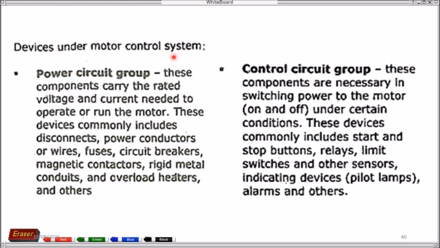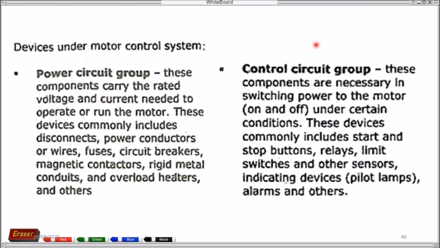So devices under the motor control system, we have two po. The power circuit group. So these components carry the rated voltage and current needed to operate or run the motor. So these devices commonly include disconnect, power conductors or wires, fuses, circuit breakers, magnetic contactors, rigid metal conduits, overload heaters, and others. So basically the power circuit group consists of the components that are used to control the motor itself.